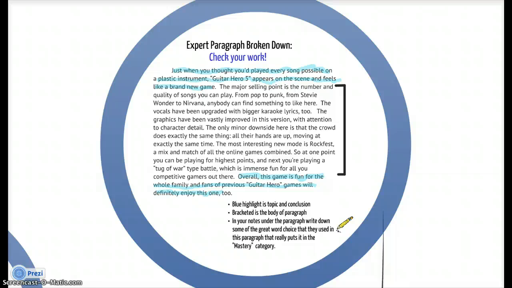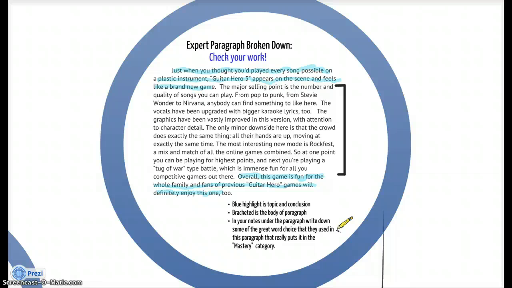But you'll notice that the first sentence is highlighted because it introduces what the paragraph is about. And then the last sentence is highlighted because it's wrapping it up and has some similar themes to the topic sentence. And then the bracket shows you everything in between, all those details that explain what the person is trying to say about Guitar Hero 5.